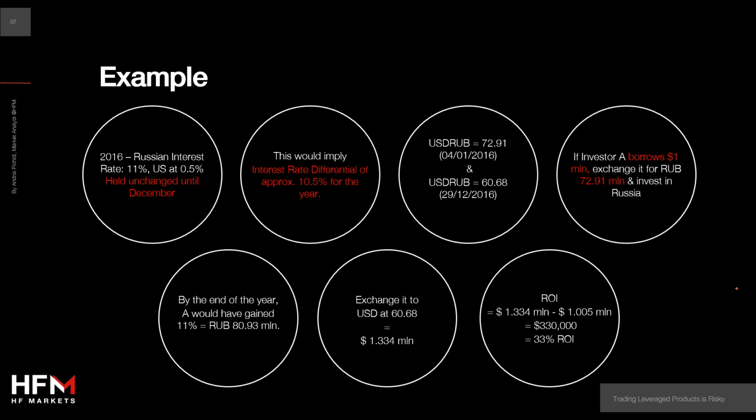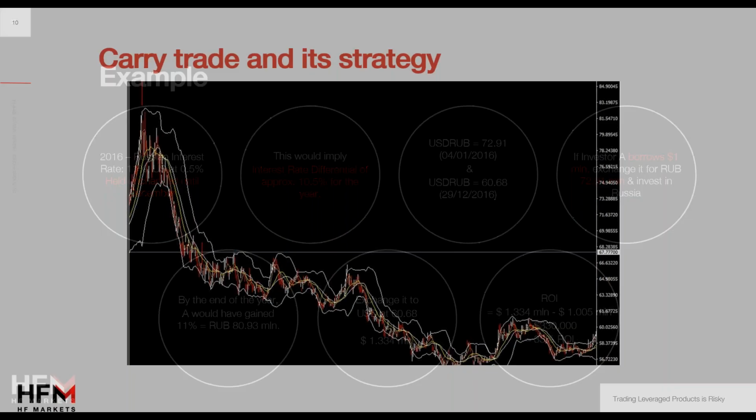Very briefly, just for you to understand. Back in 2016, as I mentioned here, the Russian interest rate was at 11%. The US one was nearly zero, 0.5 to be more precise. And the central bankers back then held interest rates unchanged, from the beginning of the year until December. So what does that imply, guys? That implies that there was a huge interest rate differential, 10.5% for the year.